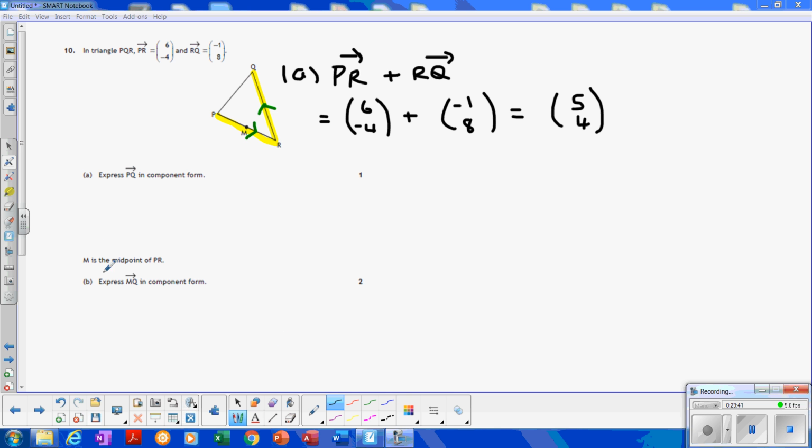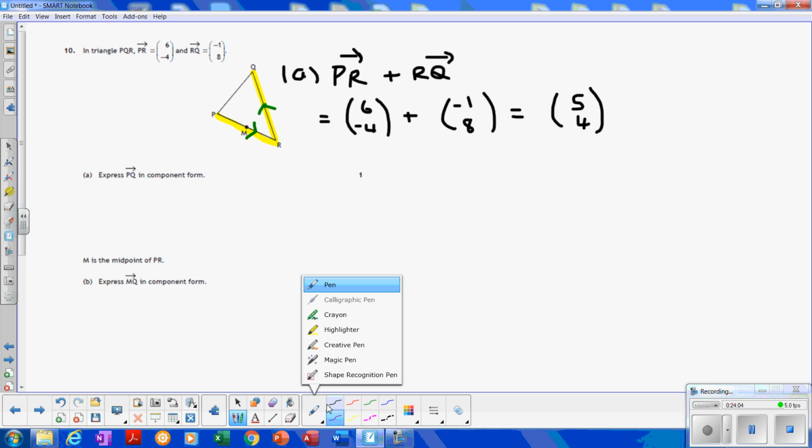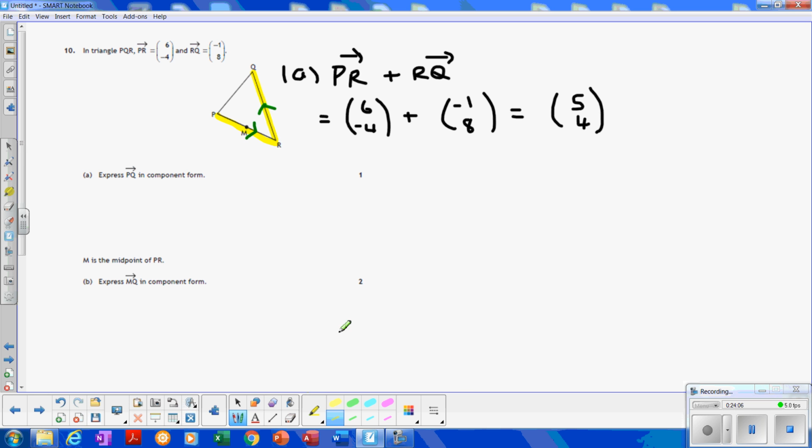Now for this one it says M is the midpoint of PR, so if PR has got components 6, minus 4, then PM has got to be half of that, so it's got to be 3, minus 2, and MR is also half of that as well, which is also 3, minus 2. Now we want to find MQ, so I've got to find a route.